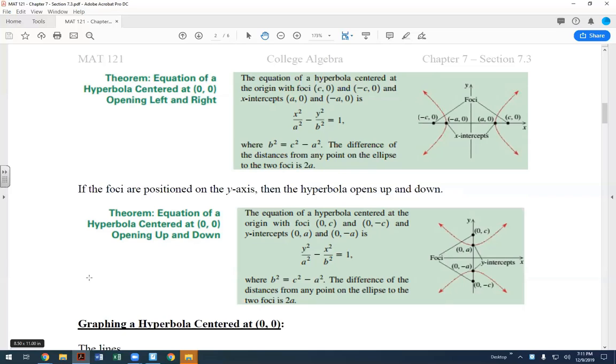Now, this is the relationship between your A, B, and C values. I actually don't like the way they have this written down. So what I normally do is take that A to the other side and think of it as A squared plus B squared equals C squared. If you remember the Pythagorean theorem, that's the exact same thing that's here: A squared plus B squared equals C squared.